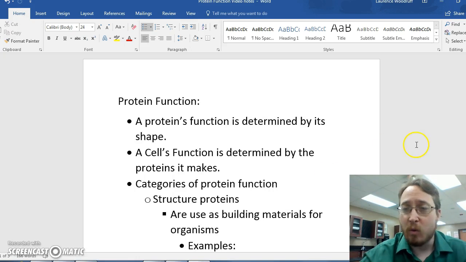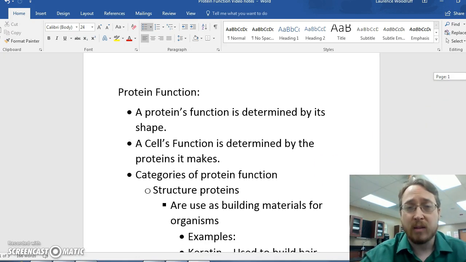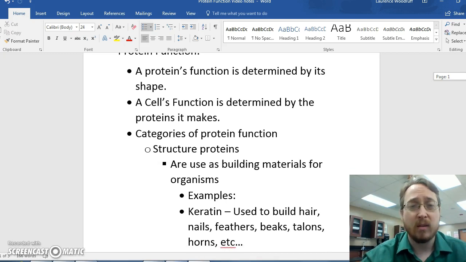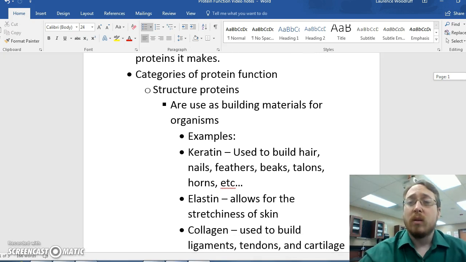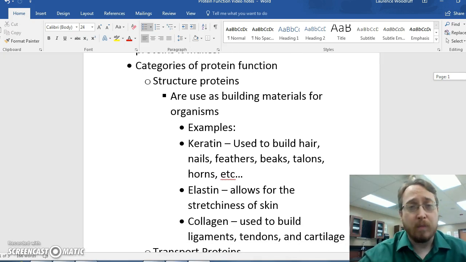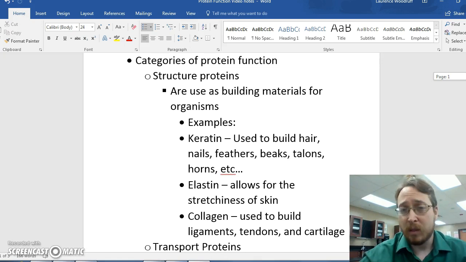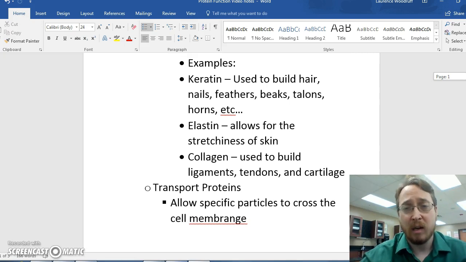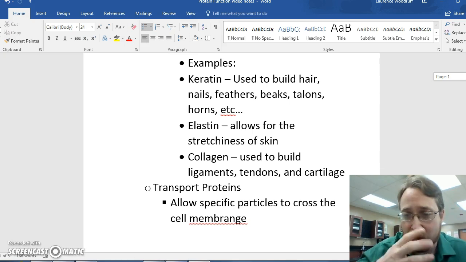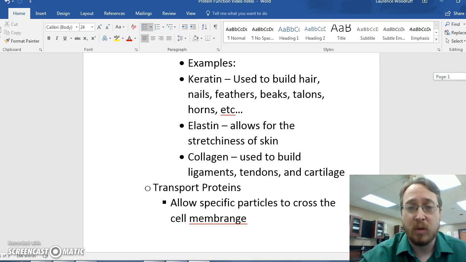All right, so to review, a protein's function is determined by its shape, and a cell's function is determined by the proteins it makes. And there are several categories of protein function: structure, transport, receptor, and enzyme. Structure proteins are used as building materials for organisms, and examples include keratin, which is used to build hair, nails, feathers, beaks, talons, horns, and a bunch of other stuff. Elastin, which allows for the stretchiness of our skin, and collagen, which is a connective tissue protein used in ligaments, tendons, and cartilage.